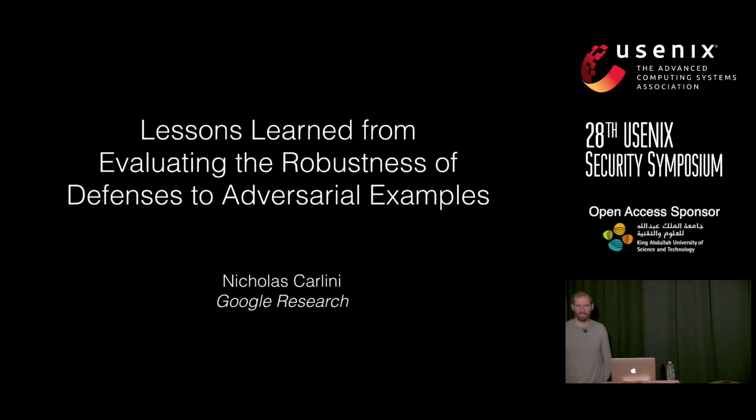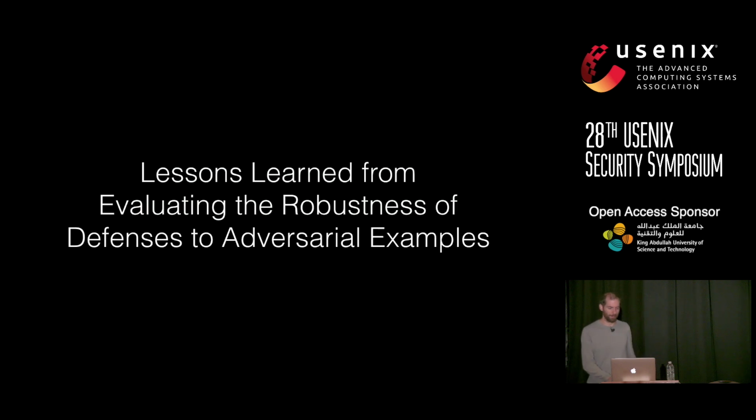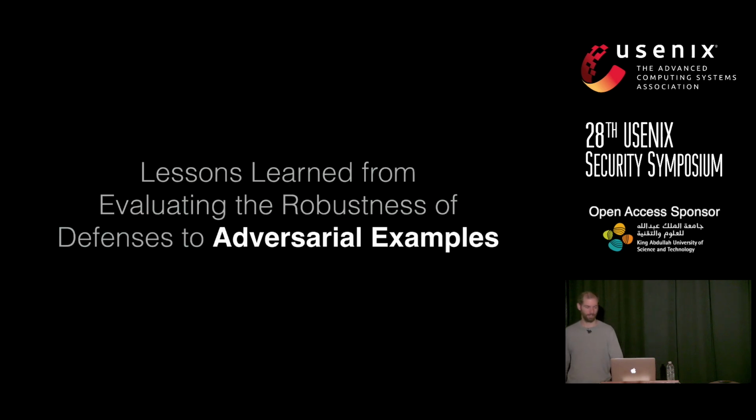So I'm Nicholas, and I'm going to be talking about some lessons that we've learned from evaluating the robustness of defenses to adversarial examples. So the way I'm structuring this talk is I'm basically going to be working backwards. I'm going to start by defining adversarial examples. Then I'm going to tell you about defenses to adversarial examples. Then I'll talk about what it means to evaluate their robustness. And then finally, the lessons we've learned from doing that.